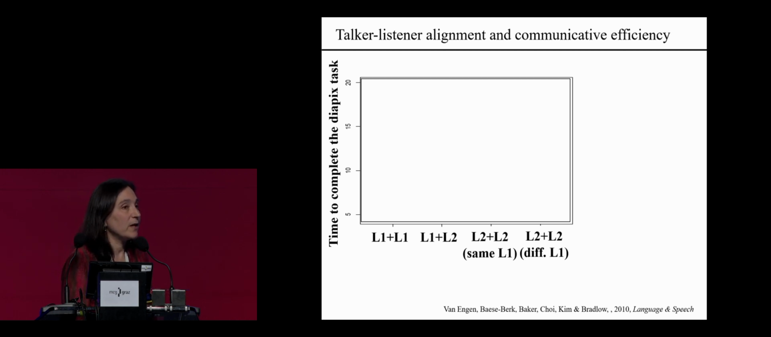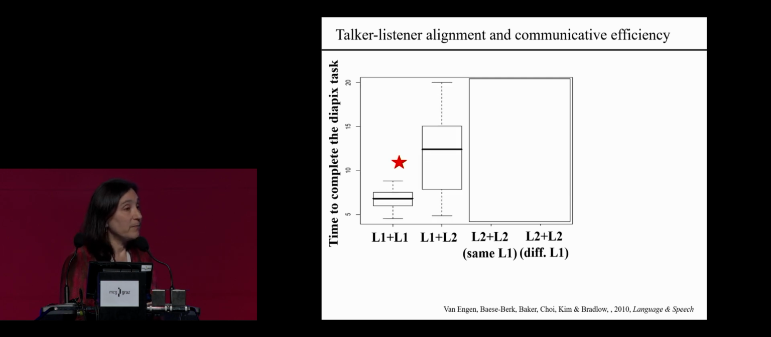Then we have an L1 and an L2 talker. So here they're not aligned to each other, and one of them is not aligned to the language of the task. And then we have 2 non-native speakers from the same native language background and 2 non-native speakers from different native language backgrounds. So you can see we're decreasing the alignment between the talkers with respect to each other, as well as with respect to the target language.